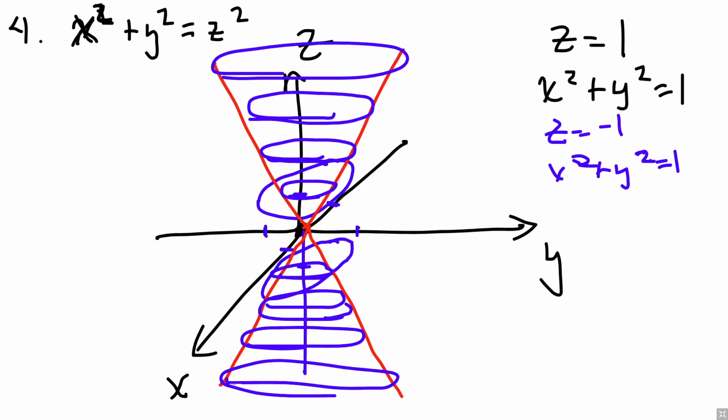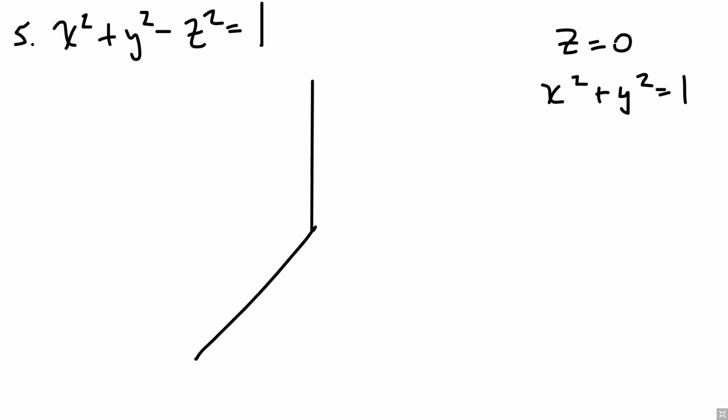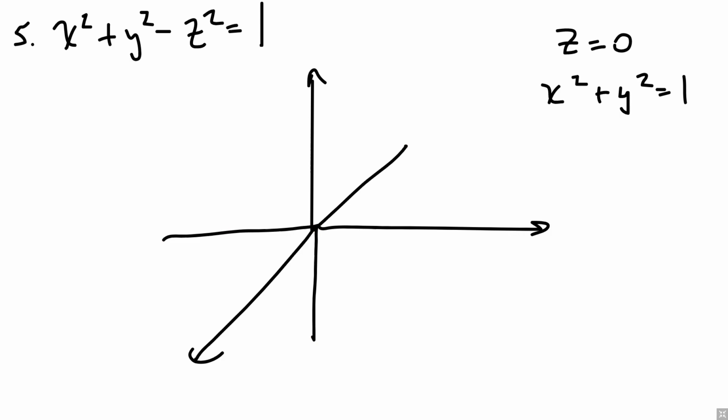Okay. All right. Next, we have x squared plus y squared minus z squared is equal to 1. So if I take a look at this, if I start off with z equals 0, I'm going to end up with x squared plus y squared equals 1. Okay. So I'm going to have a circle in the xy plane with a radius of 1.